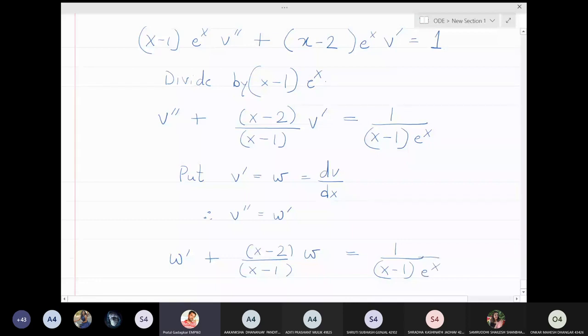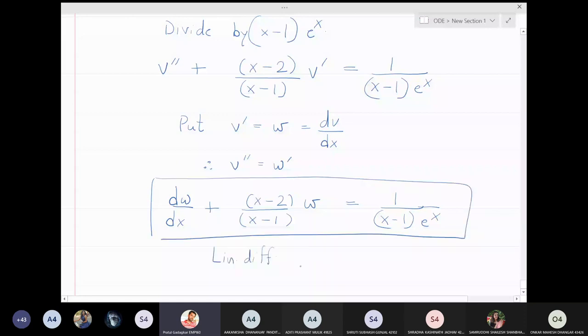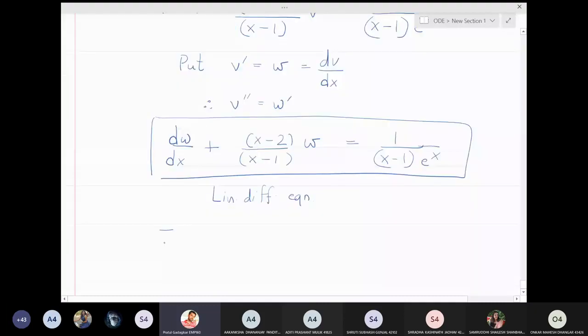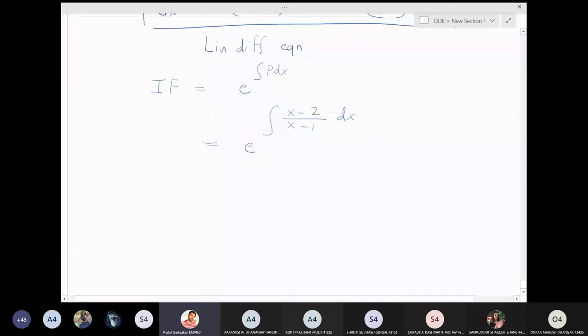Okay, so now let me replace this w dash by dw by dx, and now this is your linear differential equation, which is dw by dx plus pw is equal to q. And what is the integrating factor of this? The integrating factor is e raised to integral p dx, which is e raised to the integration of x minus 2 upon x minus 1 dx. And what is the integration of x minus 2 upon x minus 1? I will divide x minus 2 by x minus 1. So I'll write x into x minus 1, and this is minus 1, and this becomes minus 1.